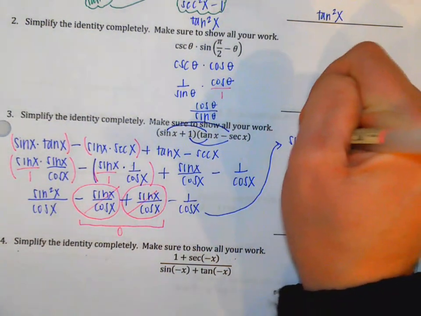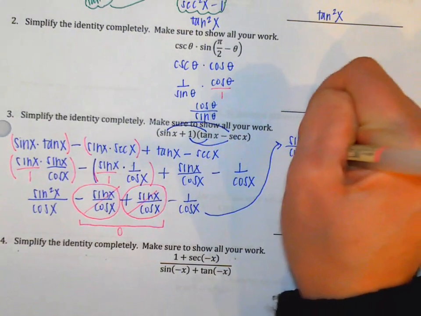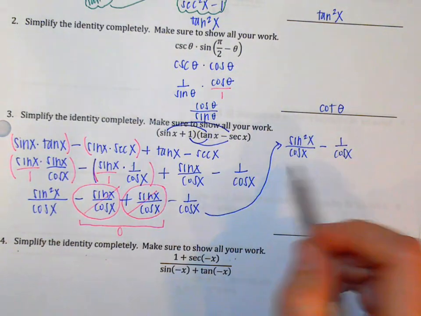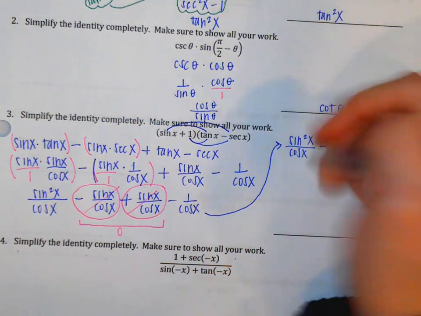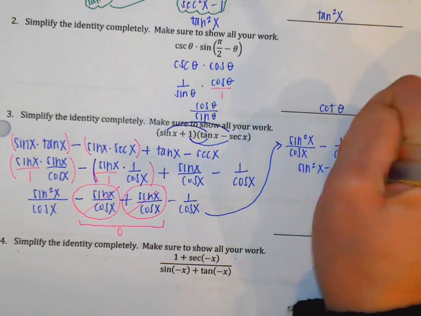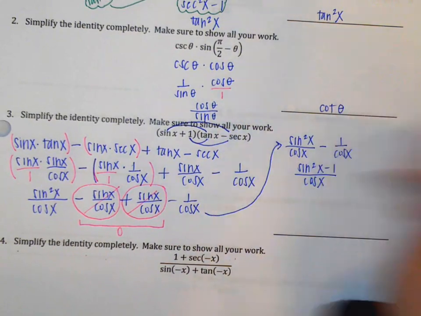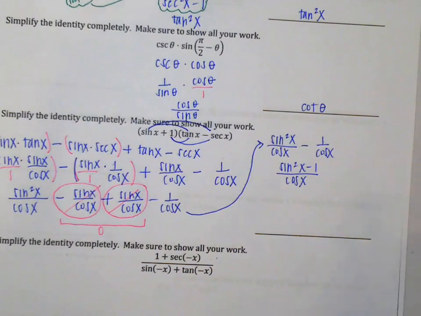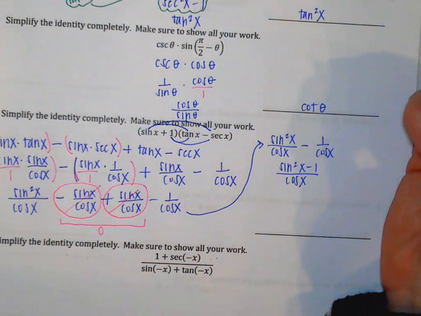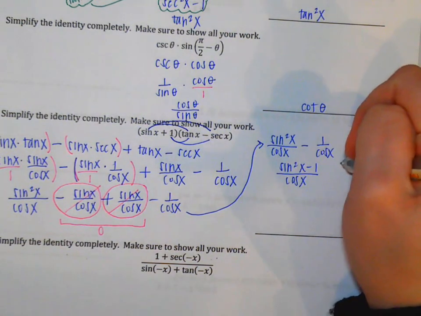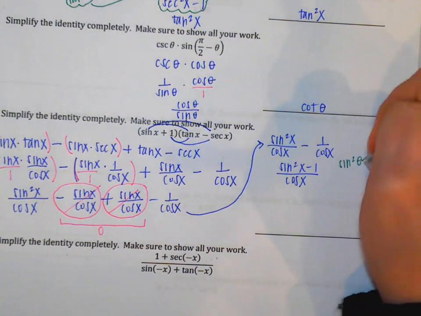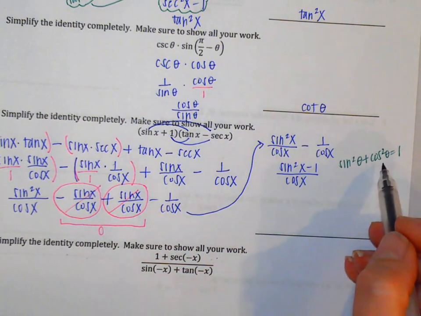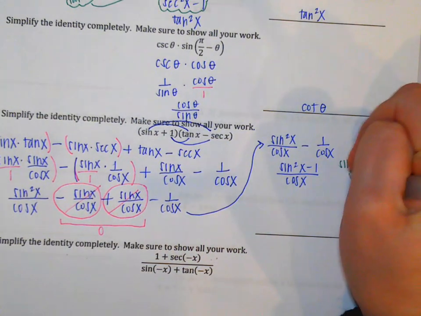So then I have sine squared x all over cosine x minus 1 over cosine x. And now I have a common denominator, so I can write it as a singular fraction, sine squared x minus 1 all over cosine x. At this point we've gotten pretty familiar with this identity, my main Pythagorean identity. That's thinking about sine squared theta plus cosine squared theta equals 1. And so again, we're rewriting this to look like this. So we're moving the sine over.